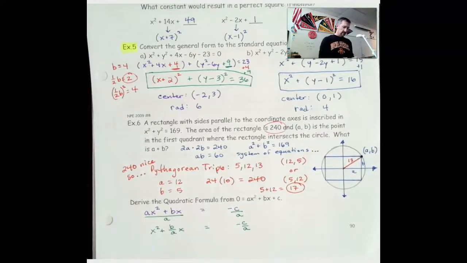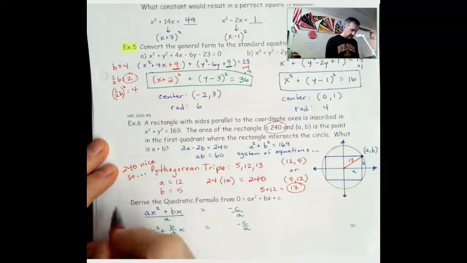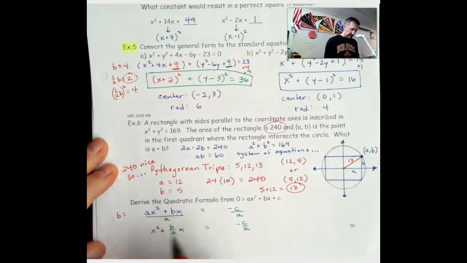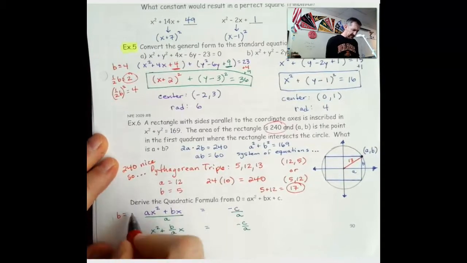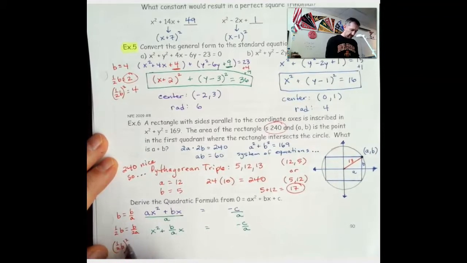And then we want to complete the square on this. So that's where we said, okay, identify b. So b is b over a. So half of b would be b over 2a. And if we square that, that's going to be b squared over 4a squared.